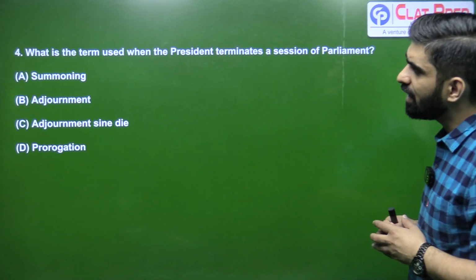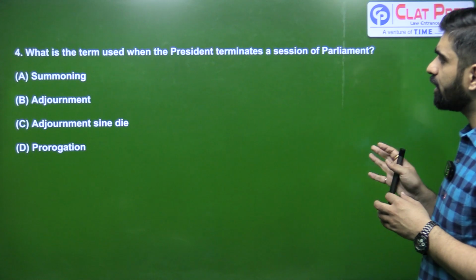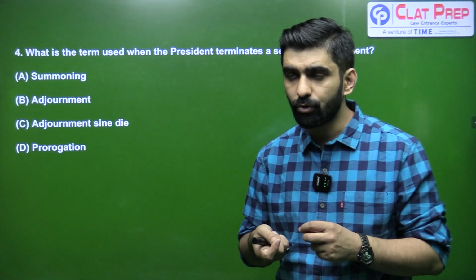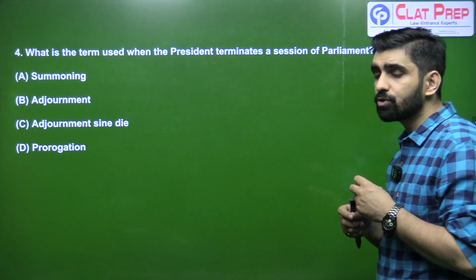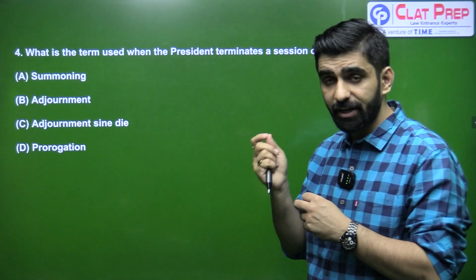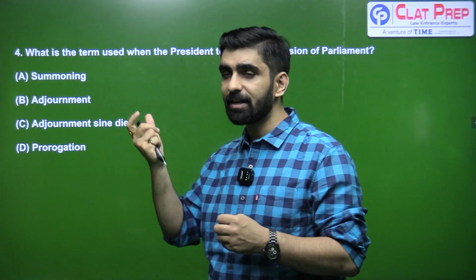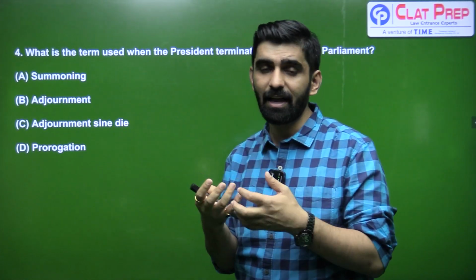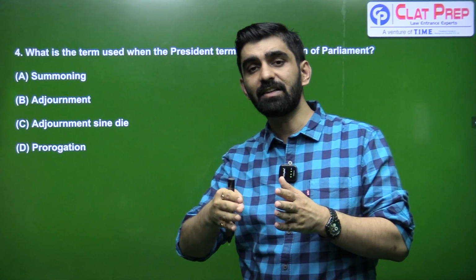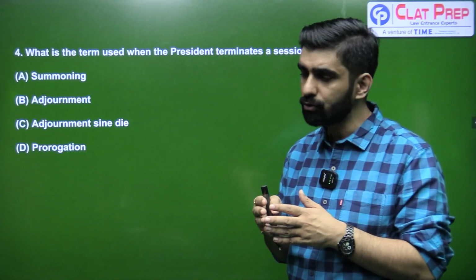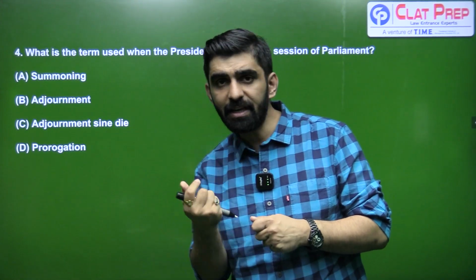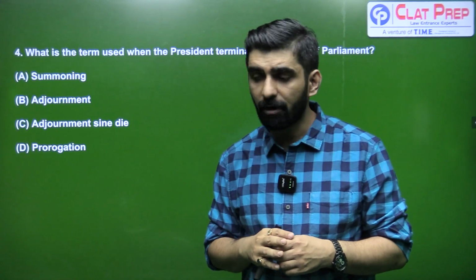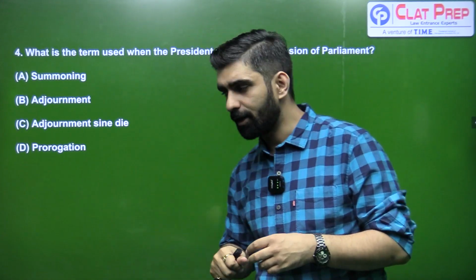Moving on to the next question. What is the term used when the President terminates a session of Parliament? So 4 terms are mentioned here. What particular term is used when the President wants to terminate the full session of the House, not a sitting but the session of the House? So we know summoning is basically asking the Parliament to come and sit down. Adjournment and adjournment sine die relate to ending the sitting of the House. However, it is prorogation which deals with terminating the session of the Parliament. So the correct answer for question number 4 is obviously going to be D again.